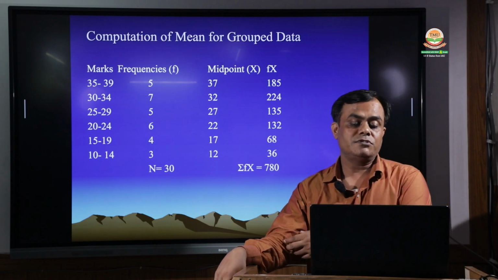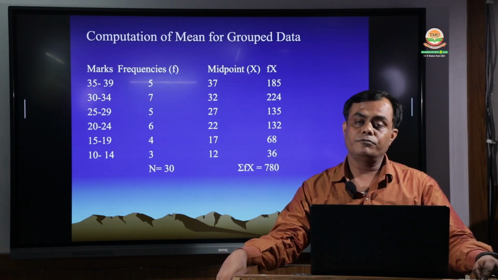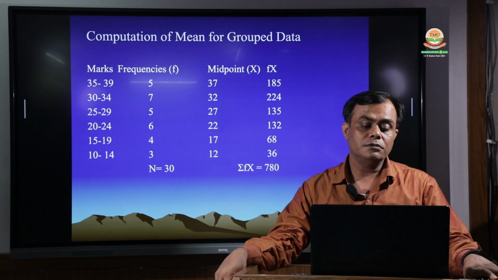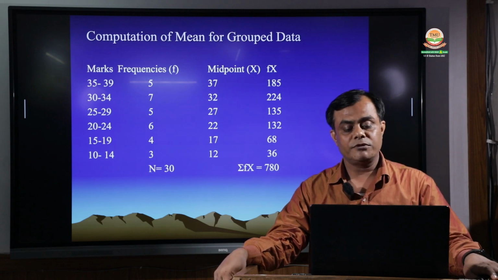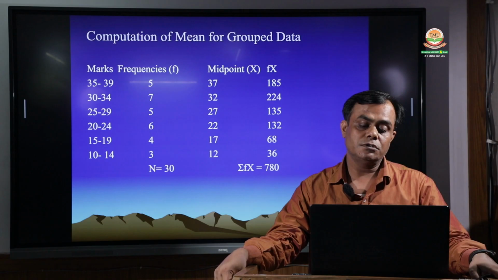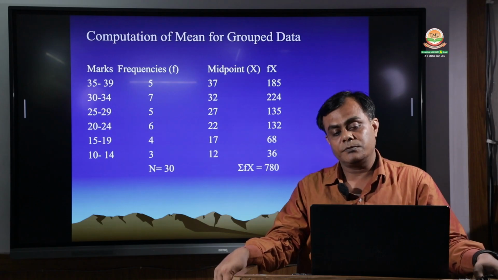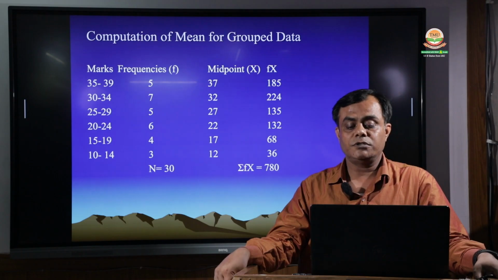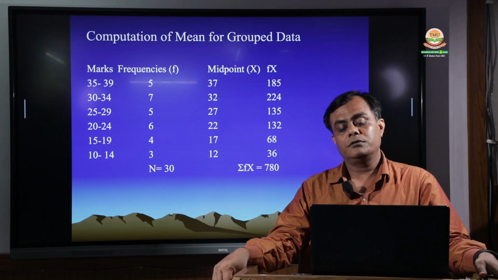And the frequency for 35 to 39 is 5, for 30 to 34 is 7, for 25 to 29 is 5, for 20 to 24 the frequency is 6, for 15 to 19 the frequency is 4, and for 10 to 14 the frequency is 3. So the total frequency is 30, and that is the size of the data. And the midpoints are 37, 32, 27, 22, 17, and 12. These are the midpoints.